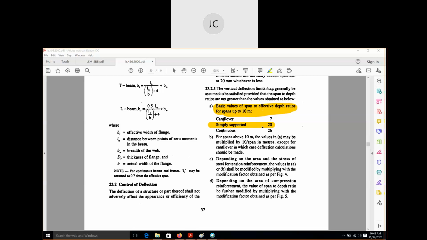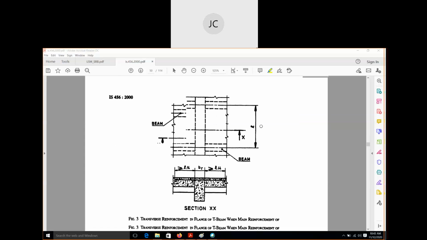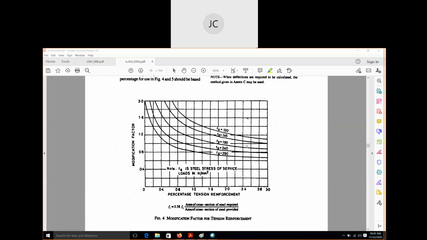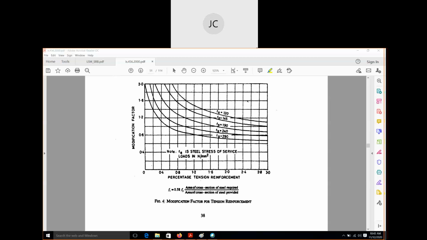Before using this value, first we have to use this curve. There is a curve given in IS 456. You can see here. This curve we have to use. First, we have to find out this factor, which is our modification factor, with the help of this curve. I hope all of you have got this in IS 456.